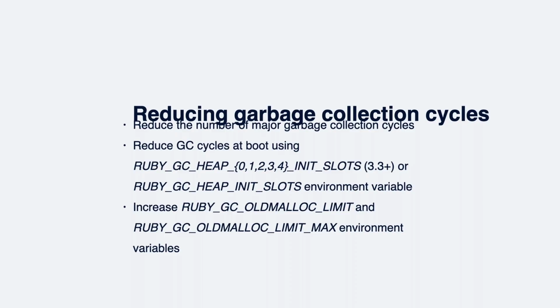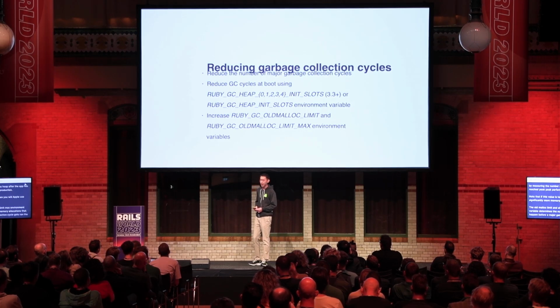The RUBY_GC_OLDMALLOC_LIMIT and OLDMALLOC_LIMIT_MAX environment variables determine the number of memory allocations that happen before a major garbage collection cycle gets run. The default is 128 megabytes for the max.